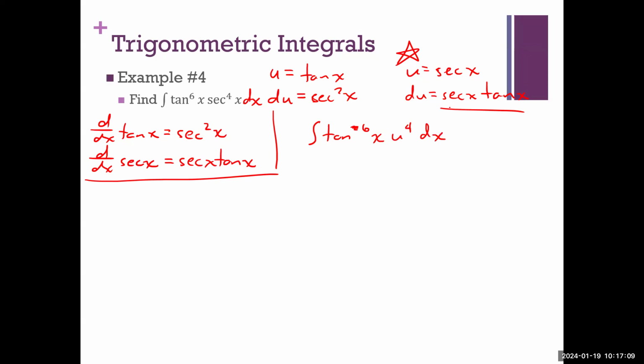Is there a way to get the du we need? Is there a way to get secant x tangent x dx? It's clearly not there now, but could we get there? Yes. How? You think a tangent squared x out of tangent 6x. Okay, so that's something we can definitely do. So I'm going to write this as tangent to the fourth of x times tangent squared of x u to the fourth dx. I'm assuming you wanted to pull this out so we could transform it. What does that become? Secant squared x.